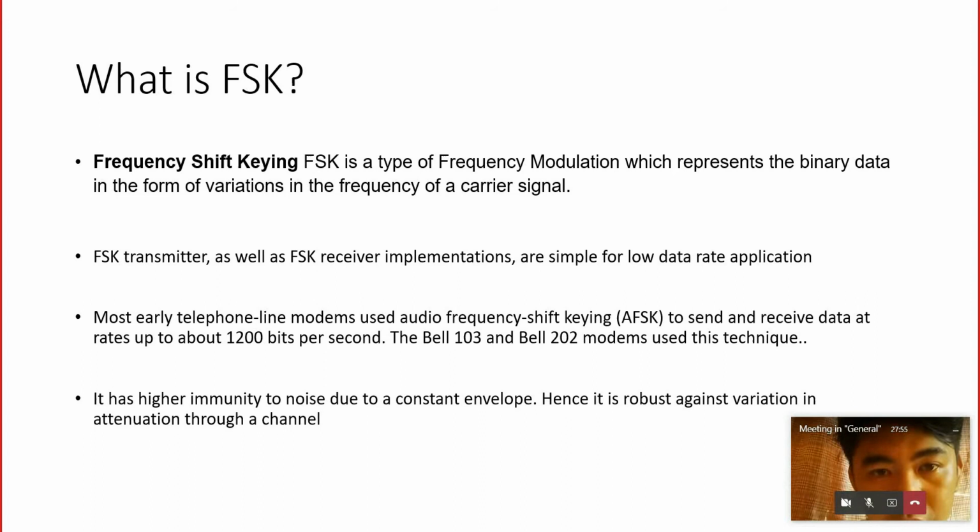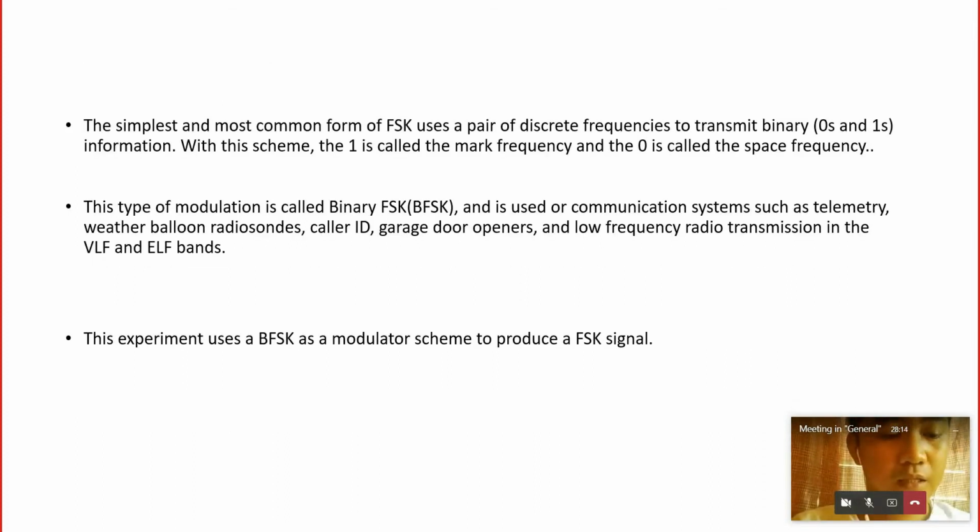It has higher immunity to noise due to a constant envelope. Hence, it is robust against variation in attenuation through a channel. Dahil po constant yung amplitude, less susceptible po yung FSK sa noise. Then, the simplest and most common form of FSK uses a pair of discrete frequencies to transmit binary zeros and ones information. With this scheme, the 1 is called the mark frequency and the 0 is called the space frequency.